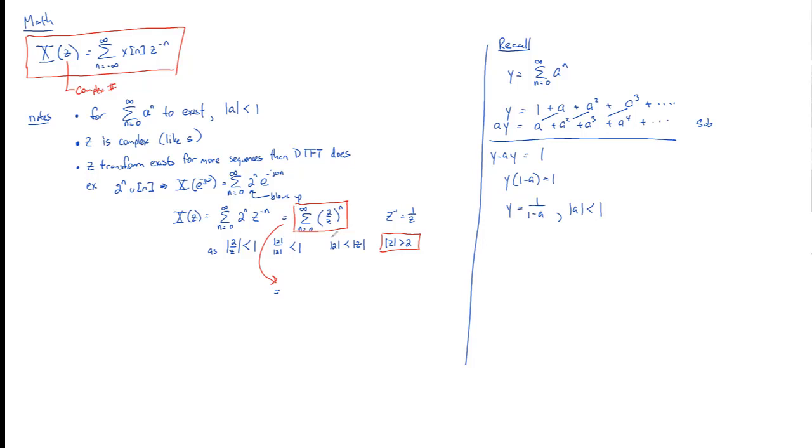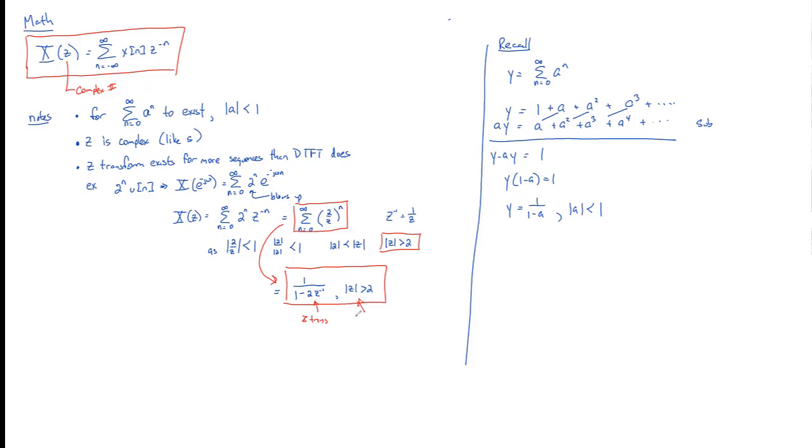So now we can plug this into here. We can see that this is our value of a, and so it's going to be 1 over 1 minus a, where a is this guy. It's 2 over z, or as it's more commonly written, z over z minus 2. And that's true for absolute value of z greater than 2. So this is the whole z transform. This is actually the Z transform.